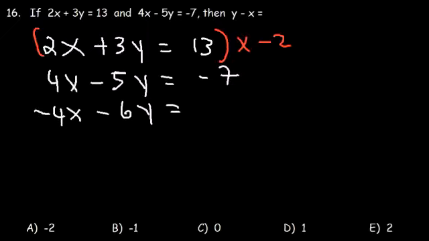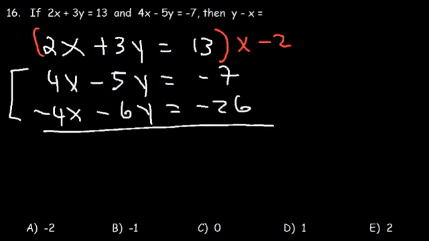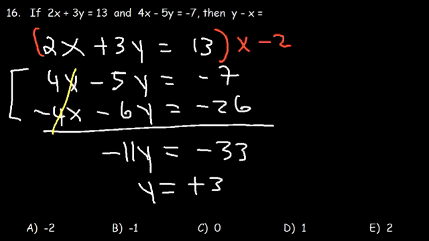13 times negative 2 is negative 26. So let's add the first two equations. If we do that, 4x and negative 4x will cancel. Negative 5 and negative 6, if you add them, it's negative 11. And negative 7 plus negative 26 is negative 33. If we divide both sides by negative 11, y is equal to positive 3.